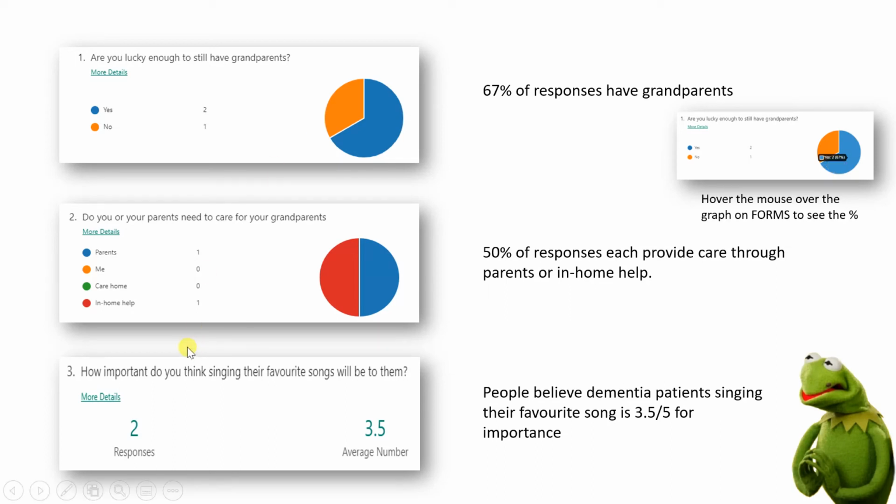And in question 3, because I did a rating question, it averages out the score for me, which is why I know that it's 3.5 out of 5, which is how important singing is for dementia patients. So there we go, that's how we find out the results, and that's how we present the results.